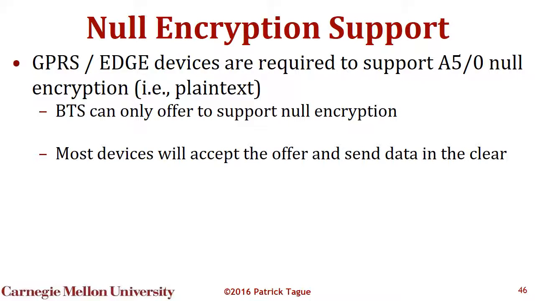Because the base station doesn't have to be authenticated, users might just accidentally connect to a base station without knowing its identity. Even worse, GPRS and EDGE devices are required to support null encryption, so plain text. That's why the BTS can offer to support null encryption only, and most of the devices will accept the offer and send data in the clear. That's why the rogue base station can get all the traffic in the clear.